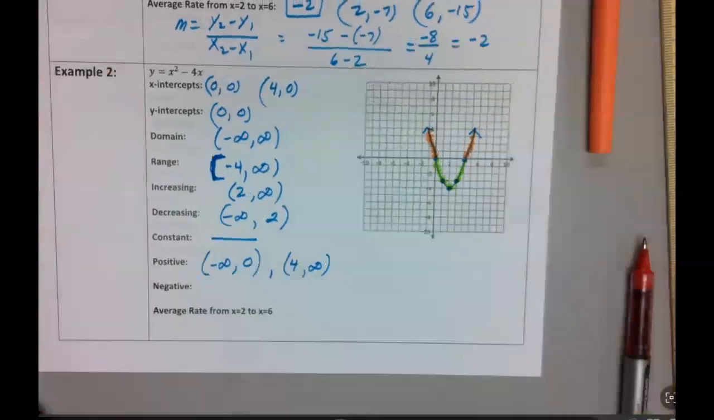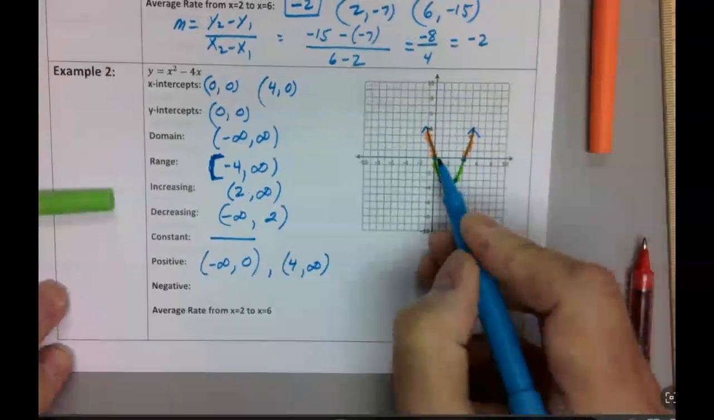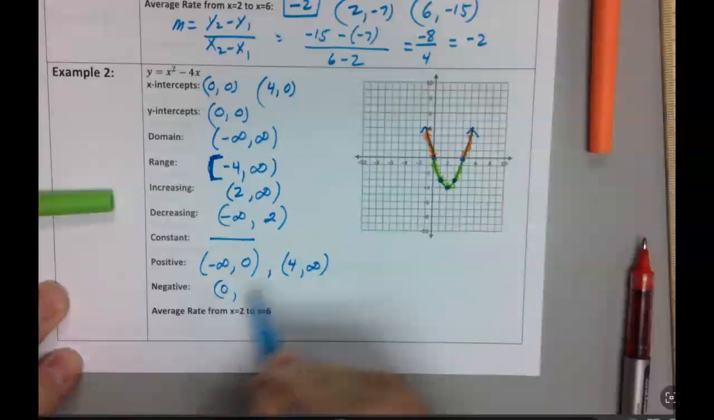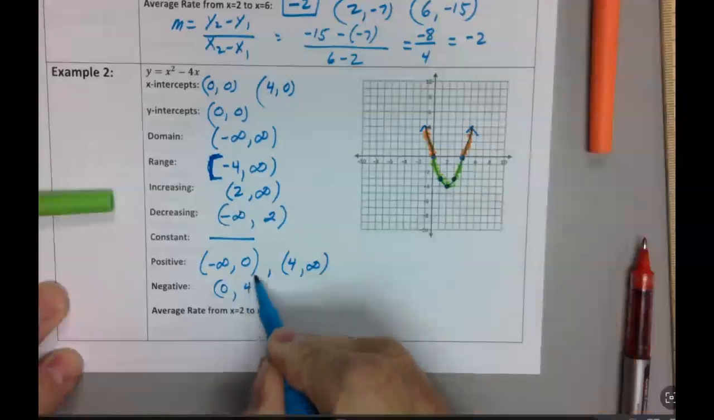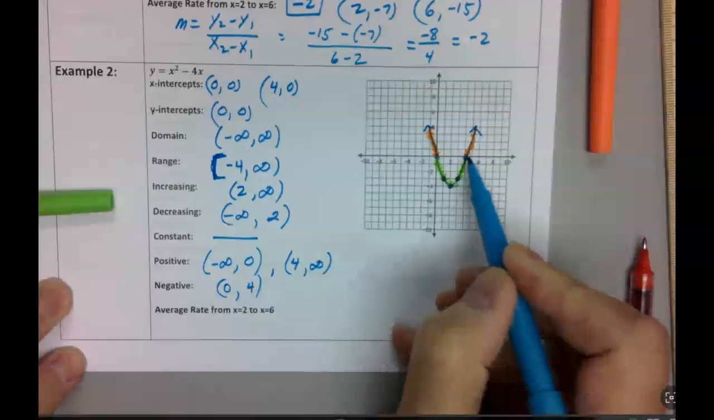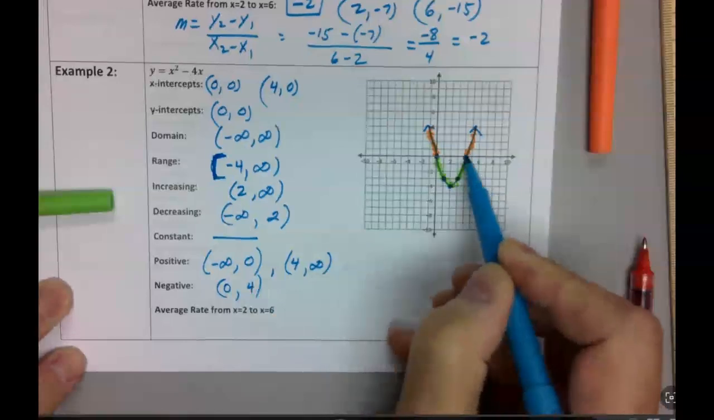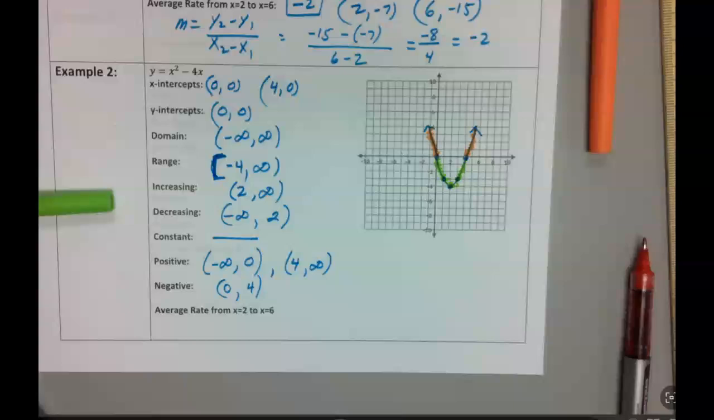Okay? So that interval is from 0, non-included, to 4. Now, my y values are negative. My x values are from here to here. Okay? So from 0 to 4.